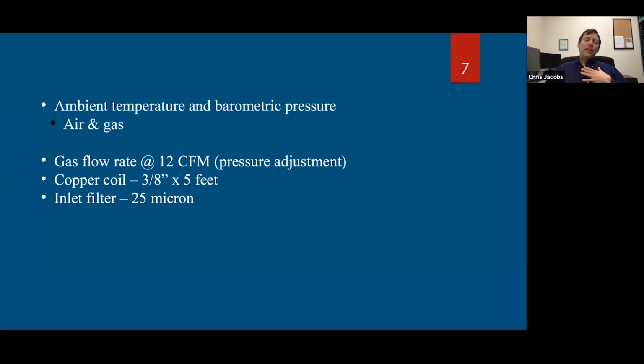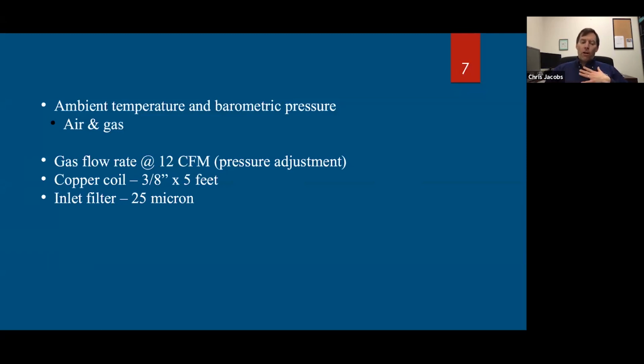Well, you can set your gas flow rate to about 12 CFM, and that will adjust the pressure to barometric pressure, approximately close enough to barometric pressure that the results will be accurate. Okay, now we've got the pressure taken care of. Well, what about the temperature? What about ambient temperature?